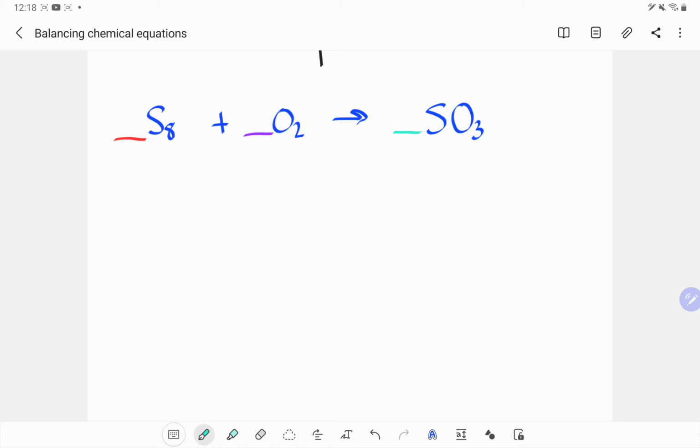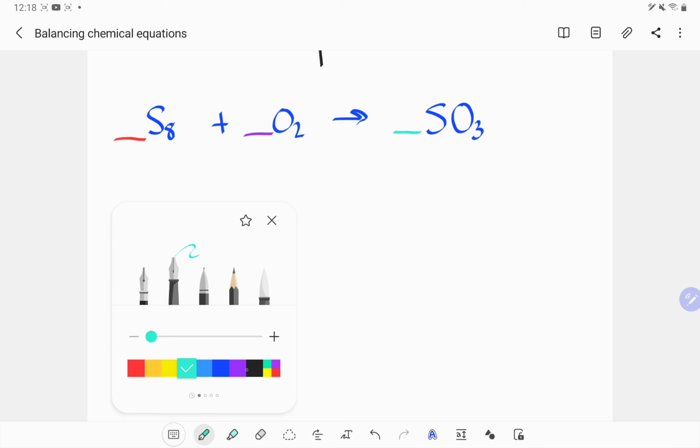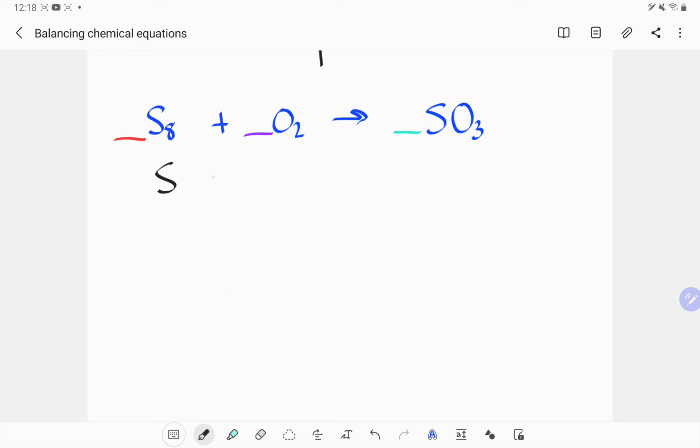All right, we have S8 plus O2 gives us SO3. Let's go about how we're going to solve this. So we're going to solve this the exact same way. Write down what we have. We have S and O on that side of the equation, we have S and O on this side of the equation.